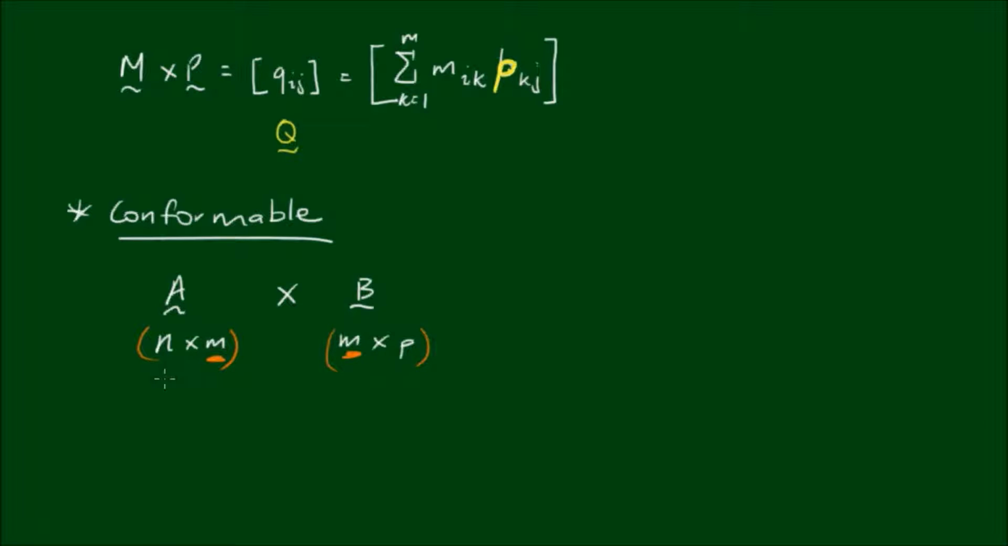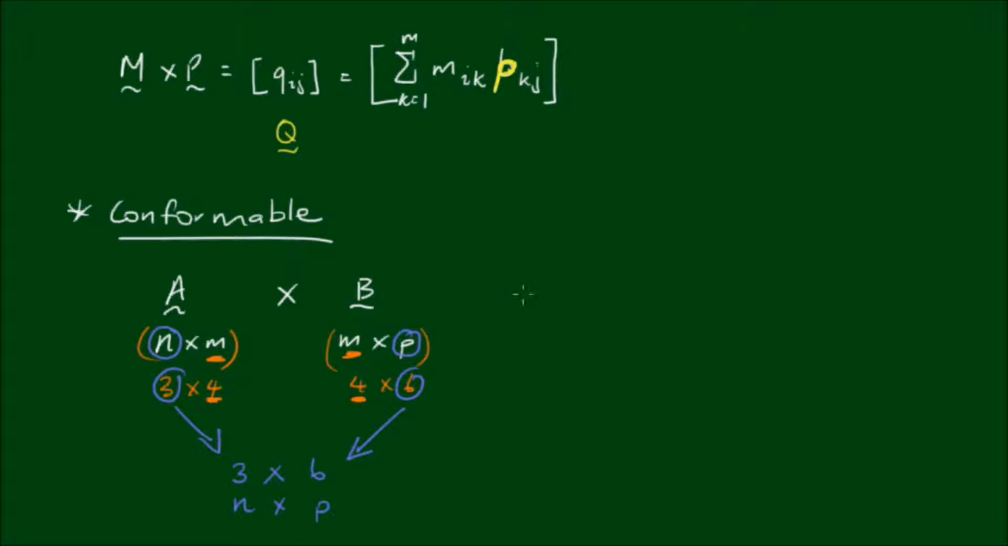So in our example, we had a 3 by 4 matrix and a 4 by 6 matrix. So we had the same number of columns in the first matrix as rows in the second matrix, and that satisfied the condition of conformability, and the resultant matrix had the dimensions of the number of rows in the first matrix by the number of columns in the second matrix. So generally, the resultant matrix would have the dimensions n by p.